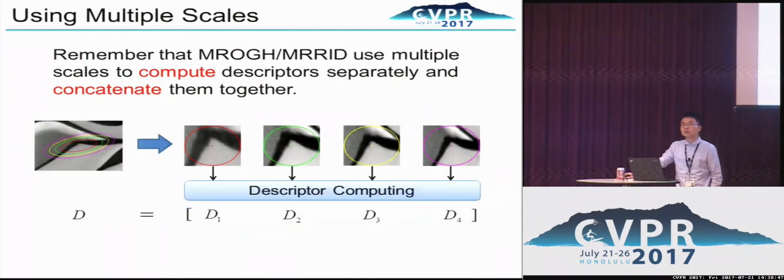To further improve the robustness and the distinctness of the descriptor, some researchers have proposed to use information of multiple scales. For example, as I have introduced before, in MOLOV and MERIT, we already use multiple scale information to compute the descriptor, and then concatenate them together to form a final, very distinctive one.